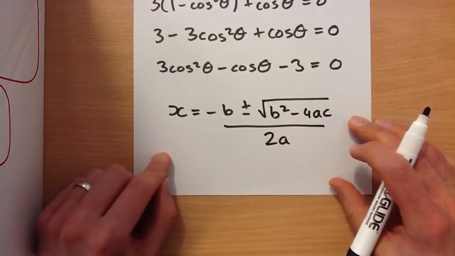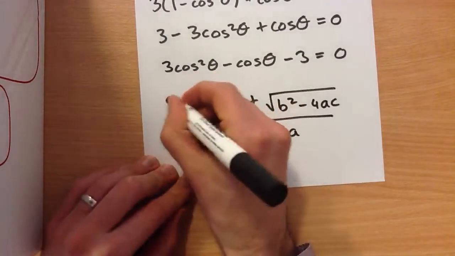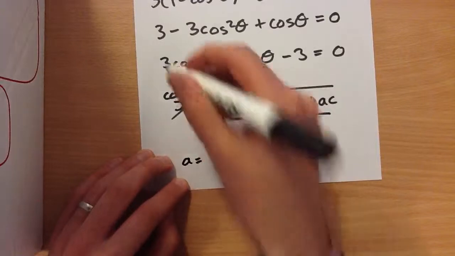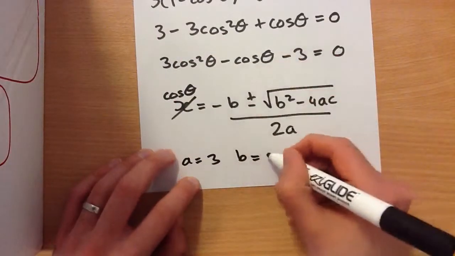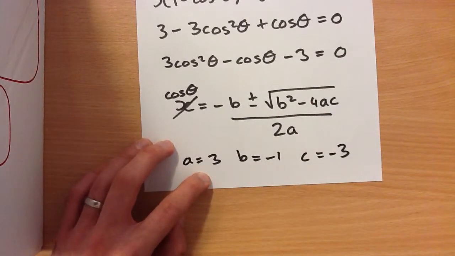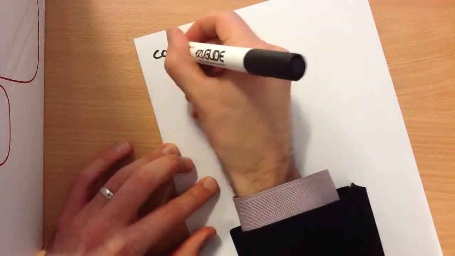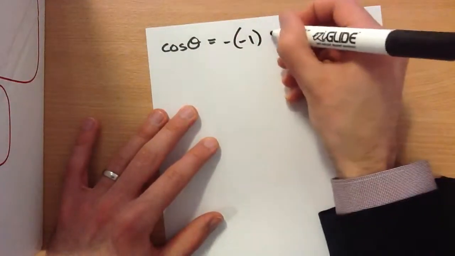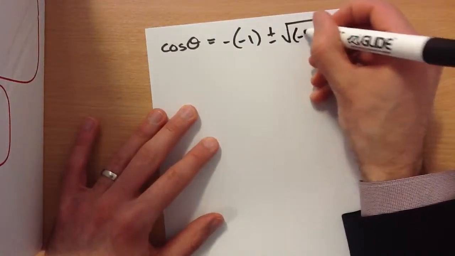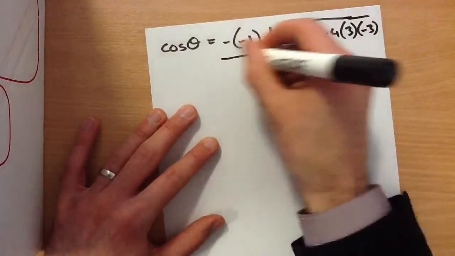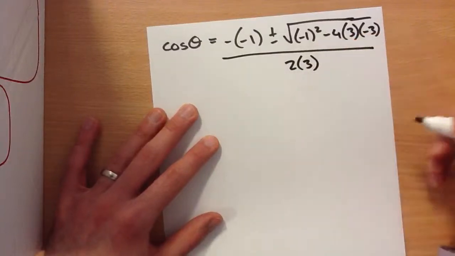Now in this question we don't have x's, we have cos thetas. No problem. Cos theta. So a is 3, b is minus 1, and c is minus 3. So I'll substitute that in, so I get cos theta equals minus b, so minus minus 1, so that's minus 1, plus or minus the square root of minus 1 squared minus 4 times 3 times minus 3. And that's all divided by 2 times a, which is 3.